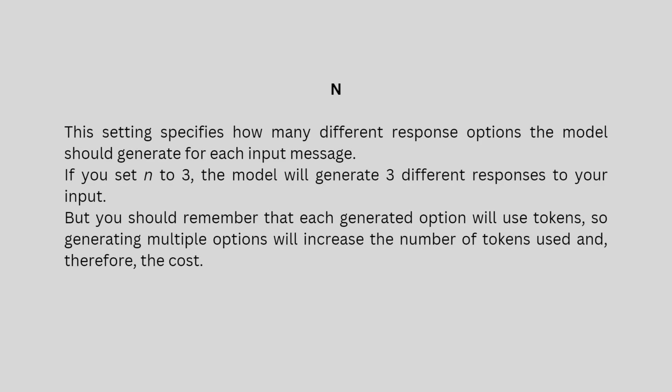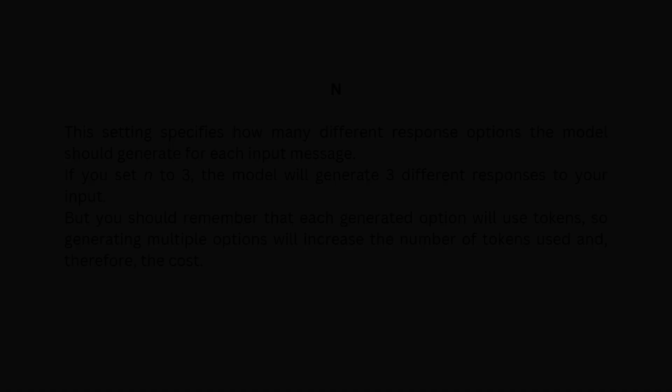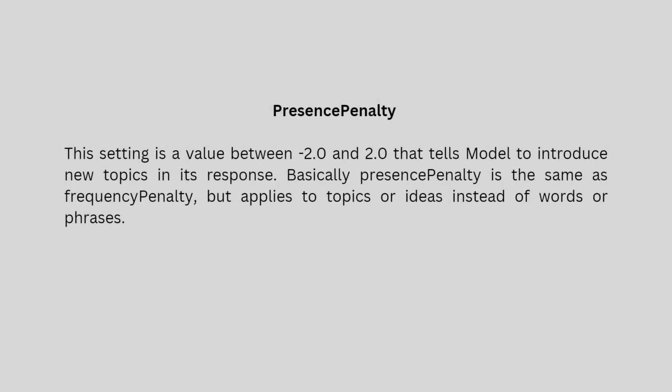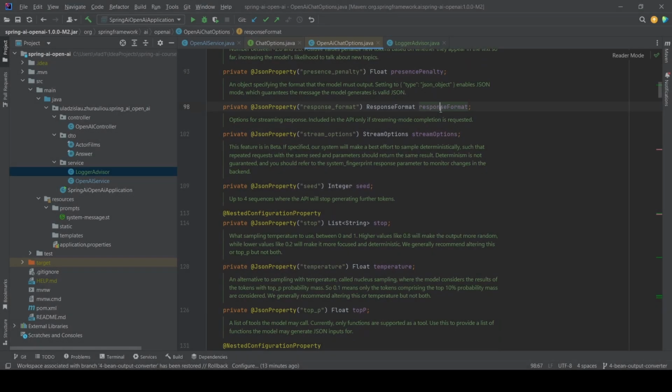If you set N to 3, the model will generate 3 different responses to your input. But you should remember that each generated option will use tokens, so generating multiple options will increase the number of tokens used and therefore the cost. Next one is presence penalty. This setting is a value between -2 and 2, and it tells the model to introduce new topics in its response. Basically, presence penalty is the same as frequency penalty, but it applies to topics or ideas instead of words or phrases.